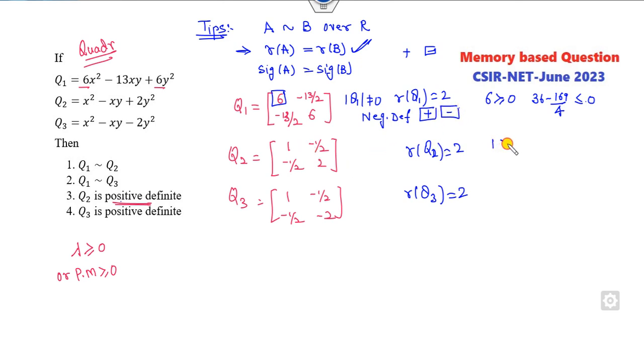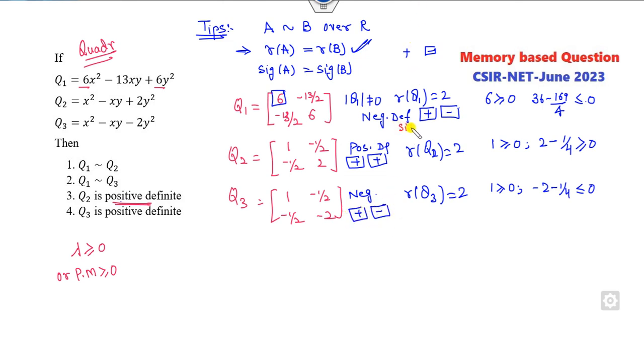Look here, the first principal minor is 1, which is greater than 0. The second principal minor is 1 minus a quarter, which is greater than 0. It means this is positive definite, so both eigenvalues are positive. For the last one, 1 is greater than 0, and minus 2 minus 1 by 4 is less than 0. It is indefinite. One eigenvalue is positive, one eigenvalue is negative.